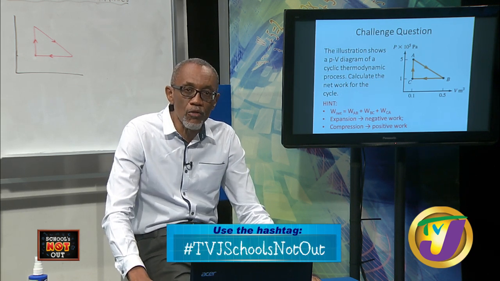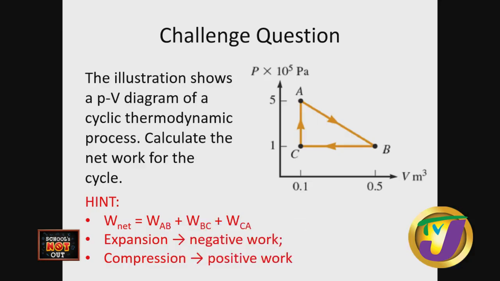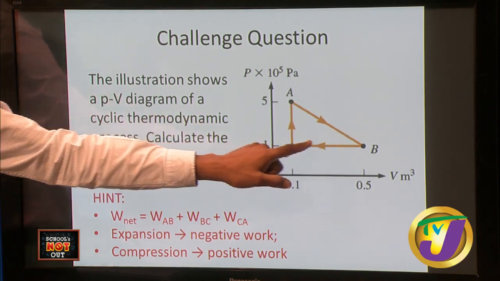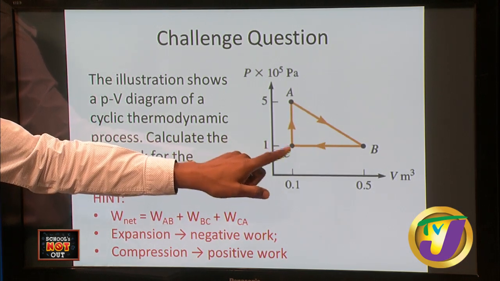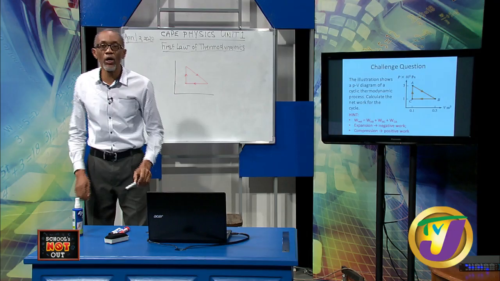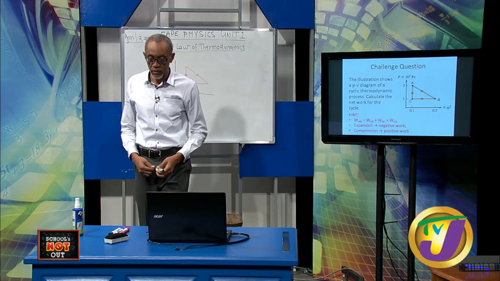So in the event that we don't receive any questions, let's just look at the challenge question that I have given you here. All right, in this we have three thermodynamic processes. We start from A, and the gas expands to B, and at the same time the pressure is reduced. And then we move from B to C, the gas is compressed from B to C at constant pressure, and then it moves from C back to A at constant volume. All right? So we want to determine what is the net work done for this cycle.